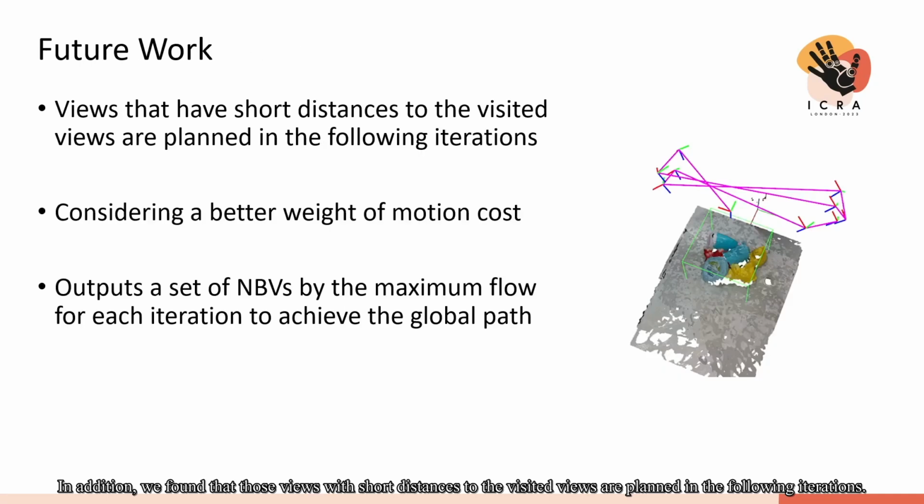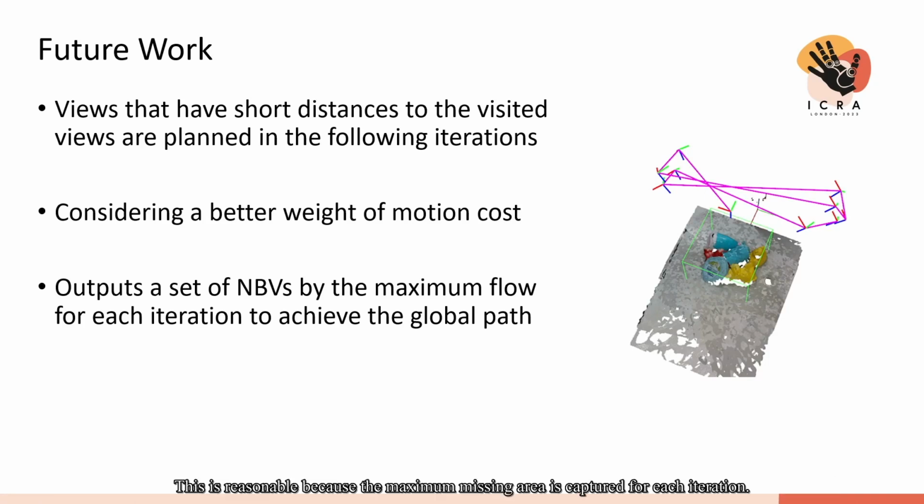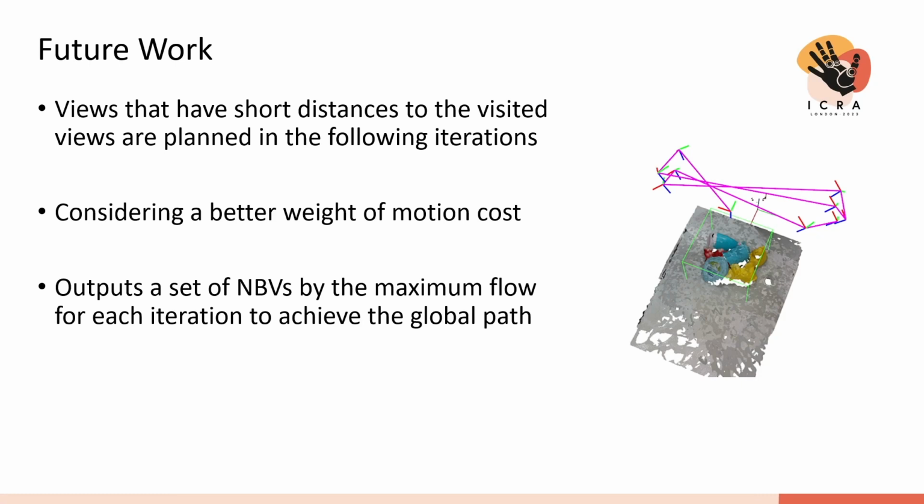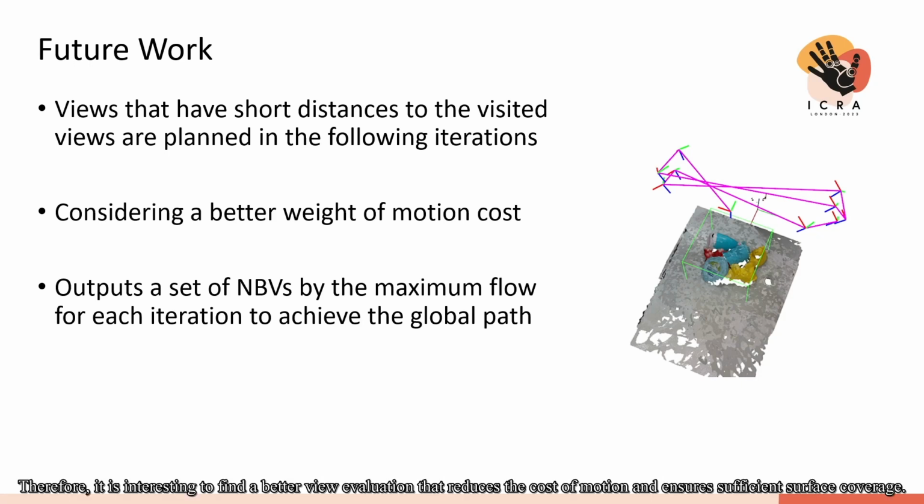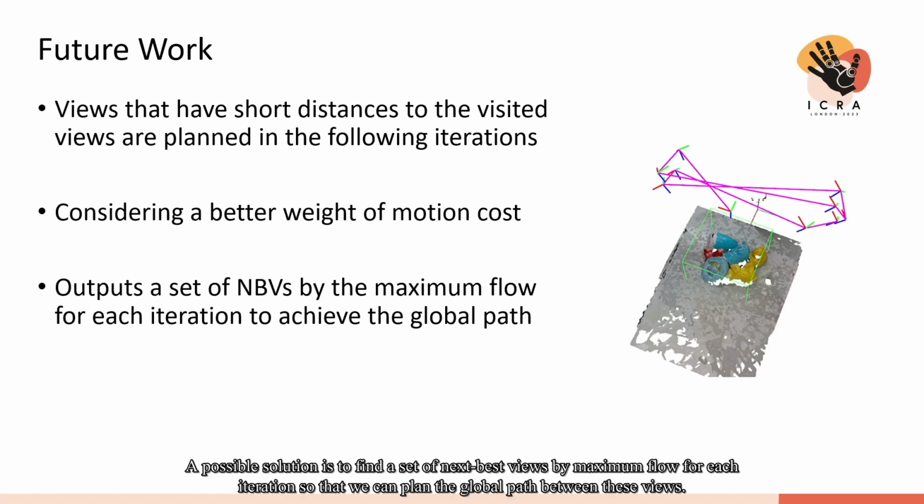In addition, we found that those views with short distances to the visited views are planned in the following iterations. This is reasonable because the maximum missing area is captured for each iteration. However, this will considerably increase the cost of robot motion. Therefore, it is interesting to find a better view evaluation that reduces the cost of motion and ensures sufficient surface coverage. A possible solution is to find a set of next best views by maximum flow for each iteration so that we can plan the global path between these views.